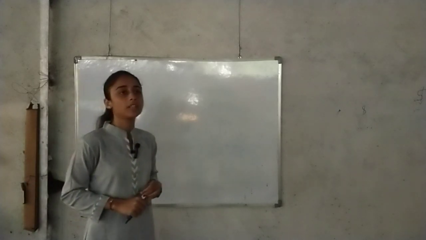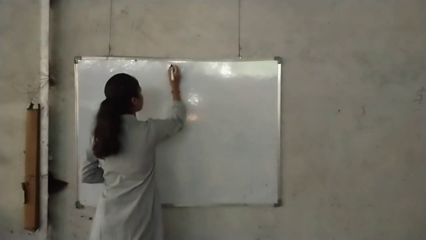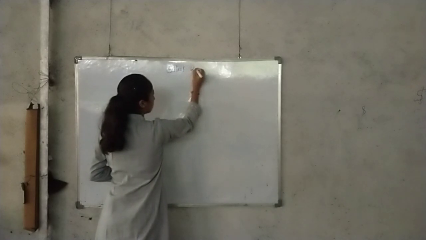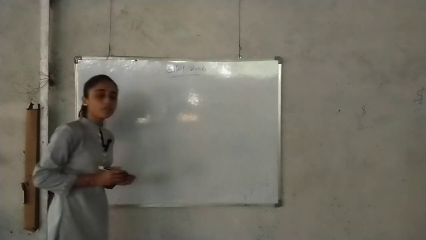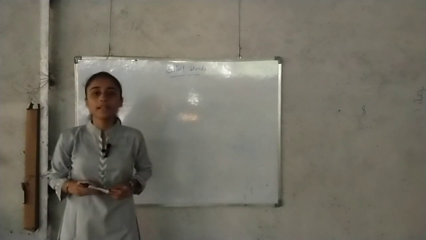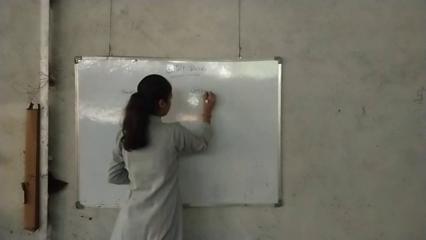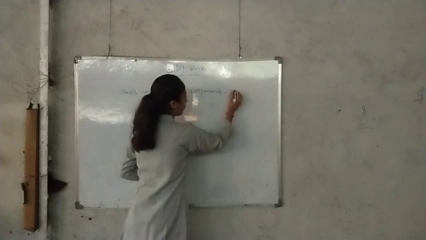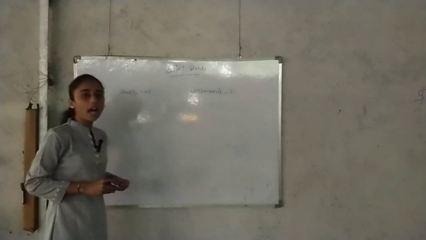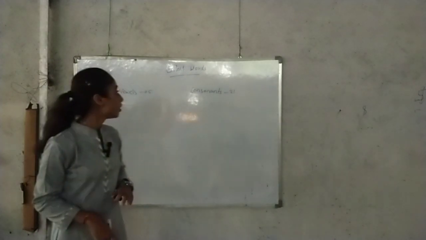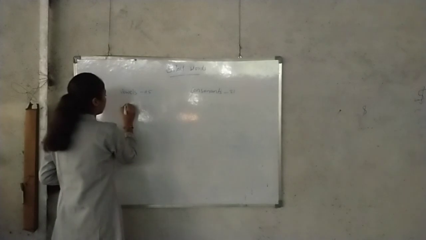So today I am going to tell about silent words. We all know that in the English alphabet there are 26 letters. They are divided into two, vowels and consonants. Vowels are 5 and consonants are 21. A, E, I, O, U are the vowels, and the remaining are consonants. We also consider that Y is a vowel and also a consonant.